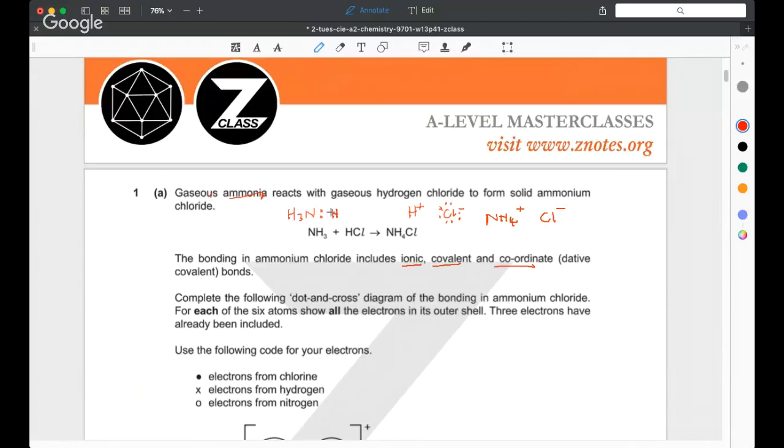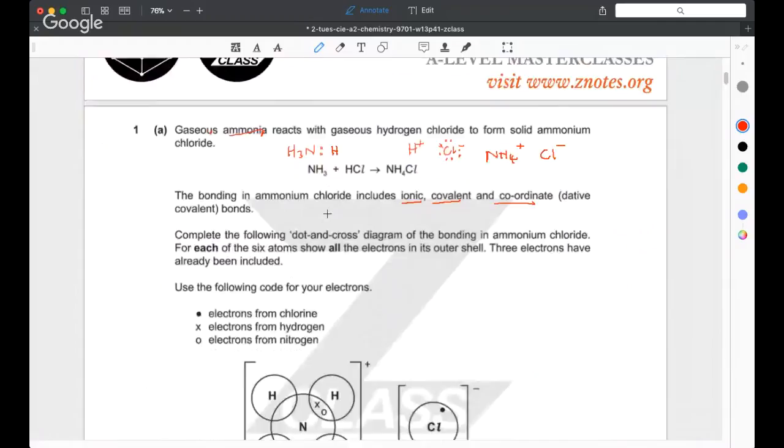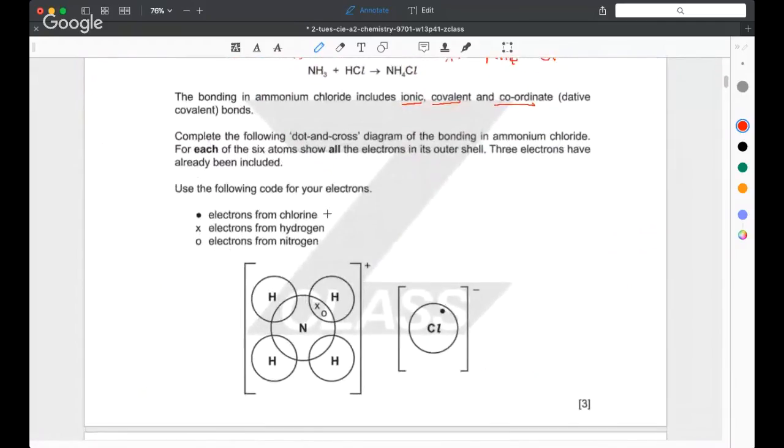So, I don't think that is too difficult to work out. And so when you come down to drawing these dot cross diagrams here, start with a chloride ion, and it's got the 7 electrons that belong to the chlorine atom.